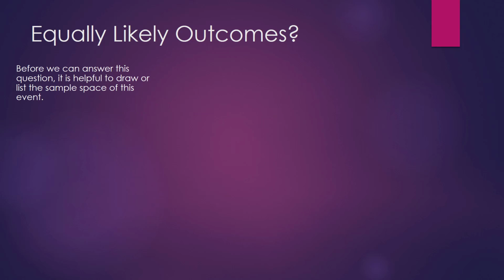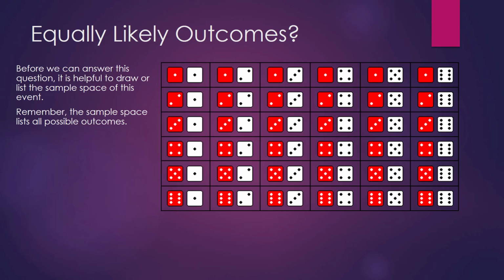Before we can answer this question, it is helpful to draw or list the sample space of this event. Remember, the sample space lists all possible outcomes. Here's the sample space for rolling 2 dice. Does it look like what you thought it would?